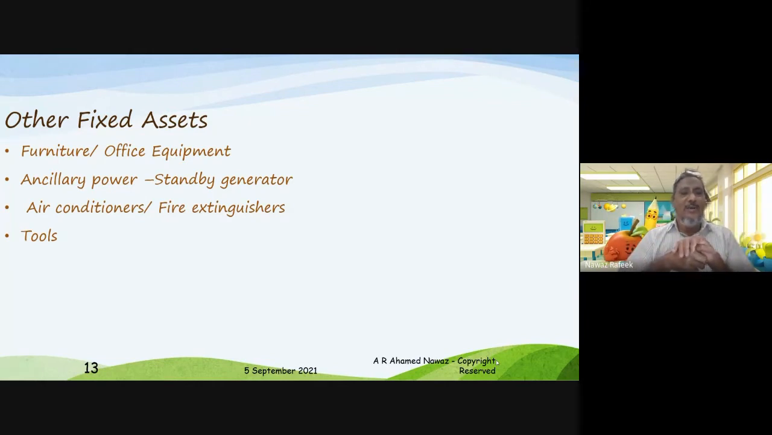Then ancillary power, the standby generator. Whenever there is a power failure, the business operations can be continued with the standby generator. Now, I did this slide some time back. The present one is what is called alternative generation of power.